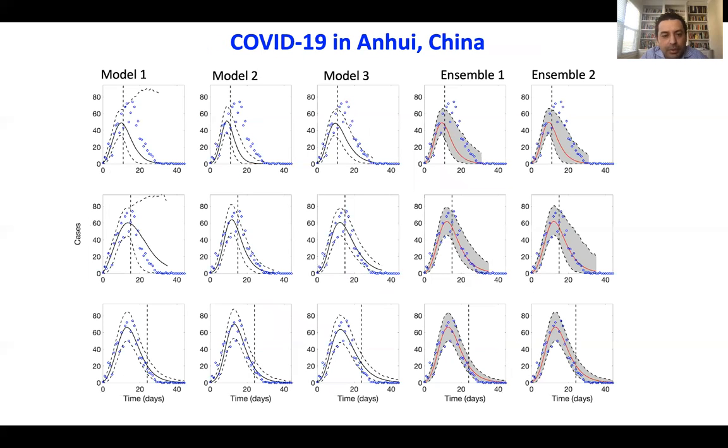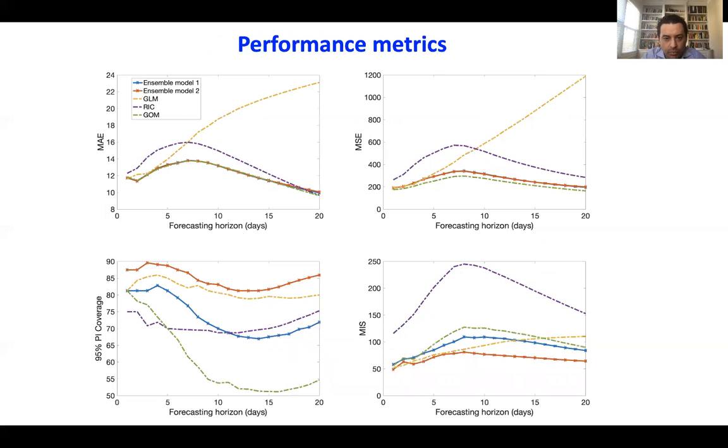Here's an example with the epidemic curve for COVID-19 in Anhui, China, where we can see that ensemble 2 tends to get better coverage of the data, as you can see here by eye inspection. Here are the performance metrics where we can see that ensemble 2 gets improved coverage and lower MIS, which is a mean interval score. Lower MIS indicates improved performance.